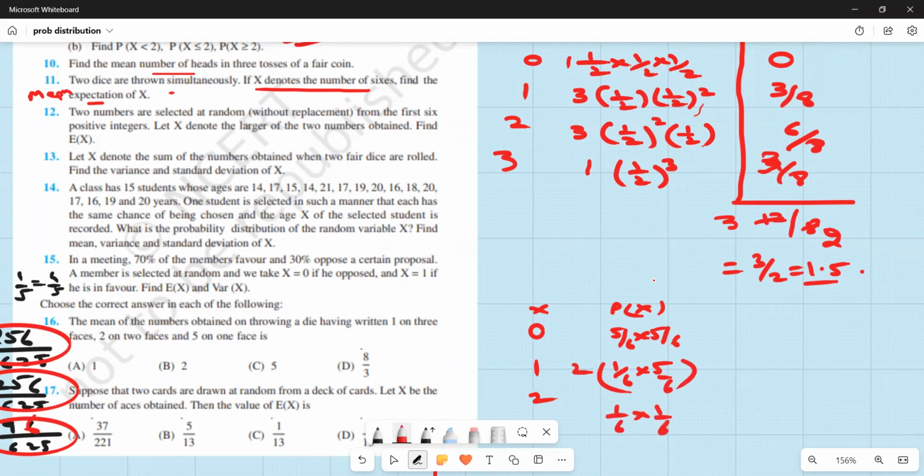So this is x px. 0. This is 10 by 36. This is 2 by 36. So x px sum is 12 by 36. So 1 by 3. Right? 11th question. Mean is 1 by 3. 12 by 36. So 1 by 3 is the mean. Clear? Next.